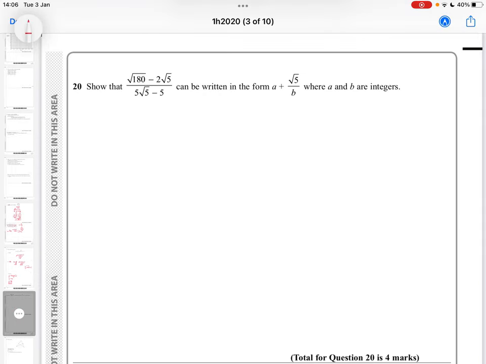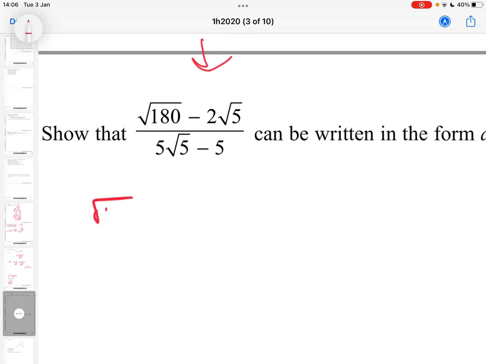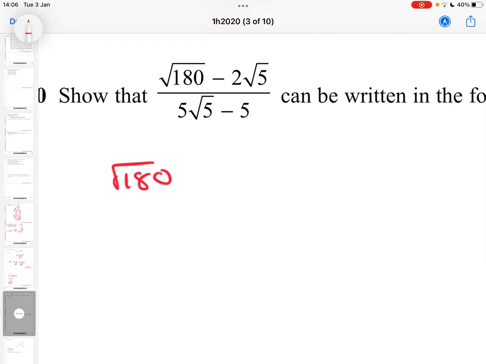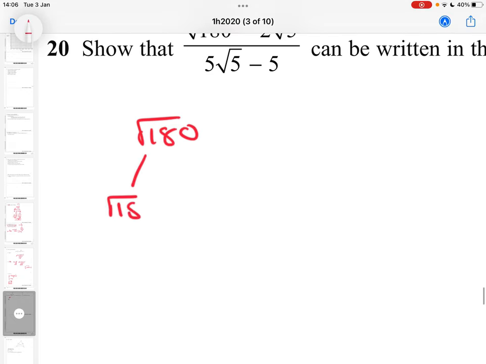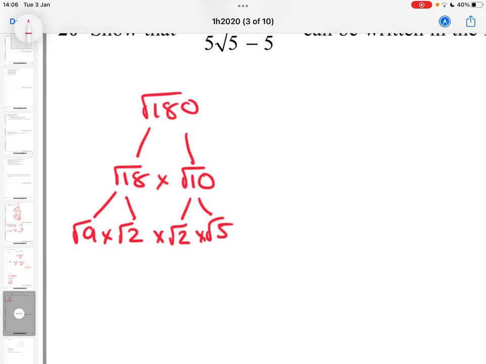Right, the next one, we've got some surds, and it wants me to show how I can write this like this. So the first thing I notice here is the root 180 is quite large. So what I'm going to do is split that up. Always try and find the biggest square root, okay? If you can't find the biggest square root, then find different numbers. So for example, I know that this is root 18 and this is root 10. So then I'm going to break them down a bit more. So this is root 9 times root 2 times root 2 times root 5. Okay, it helps me simplify that a little bit more.